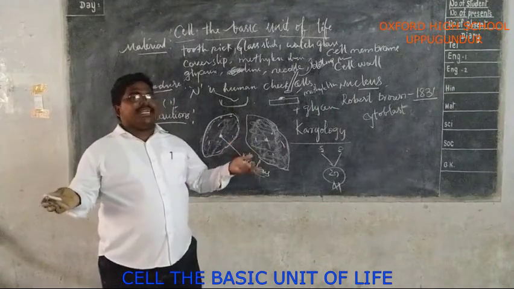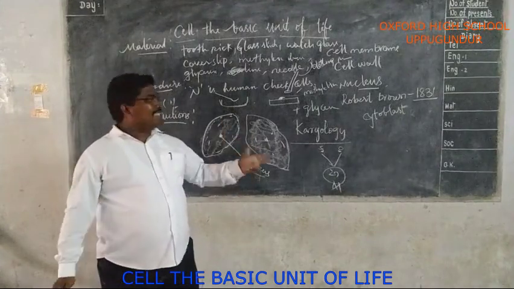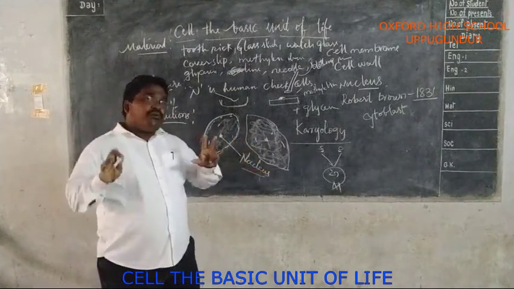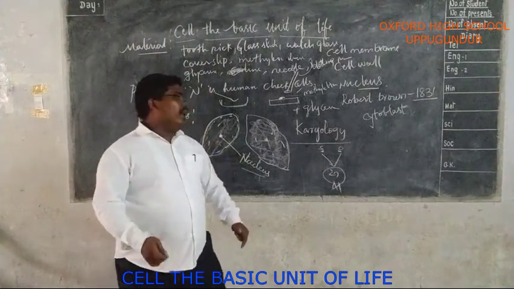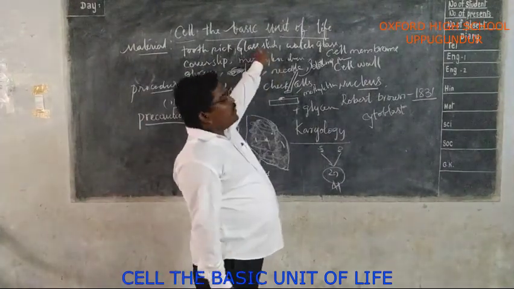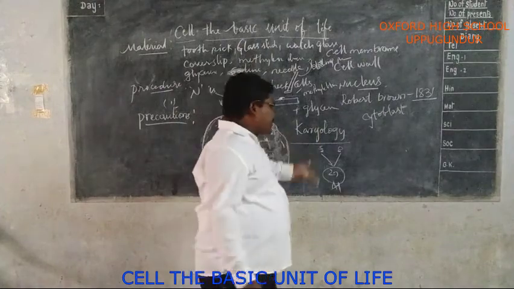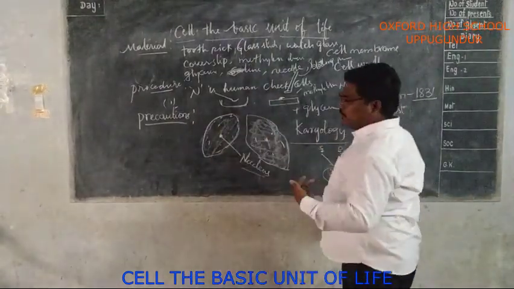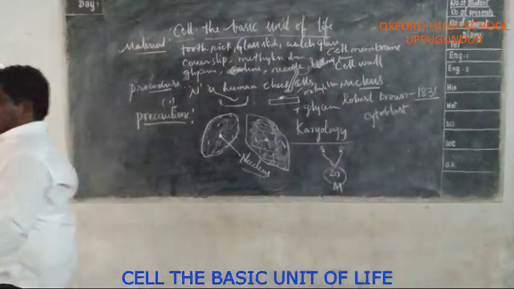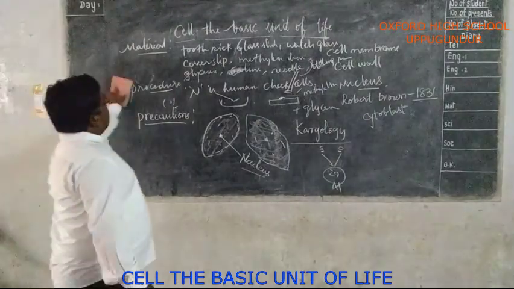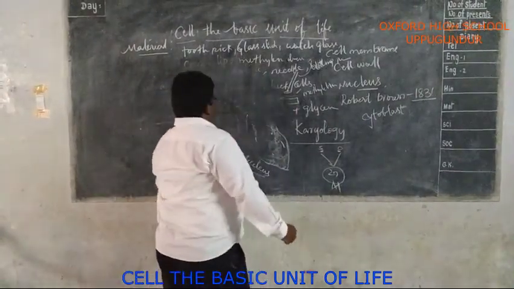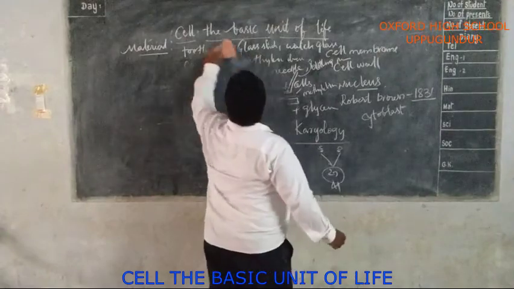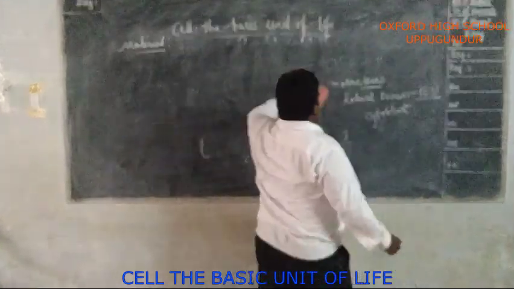Every organ, everything, is made up of cells. So how is the body formed? Yes, the cell is the basic unit of life. Cells form all these organs and all these body parts.